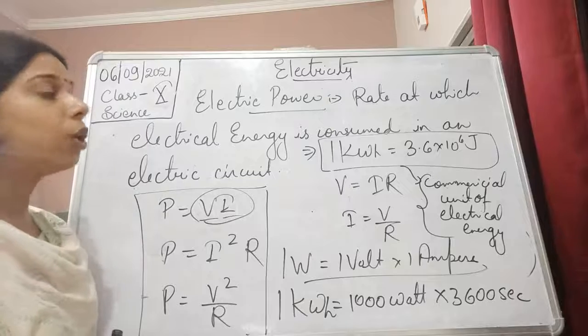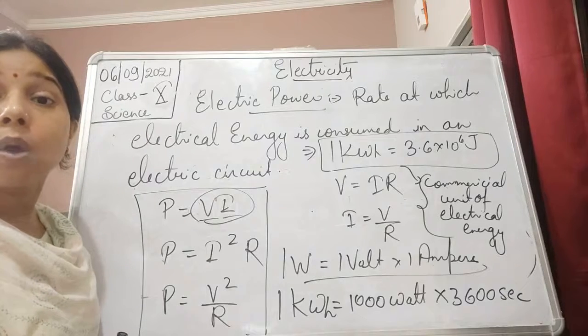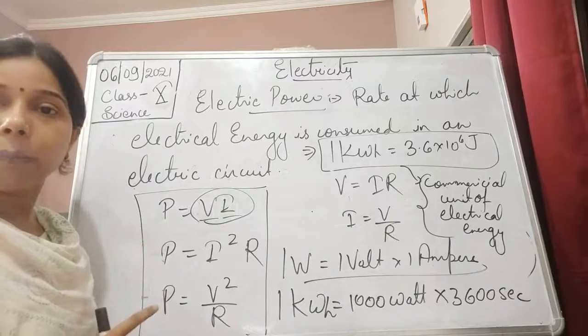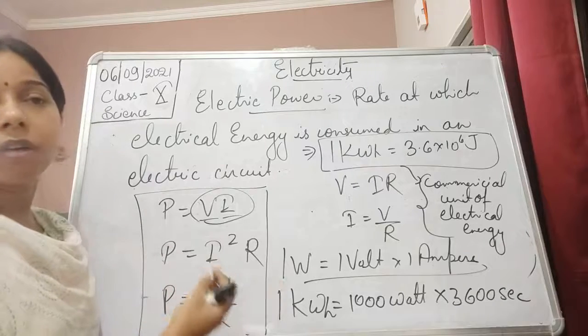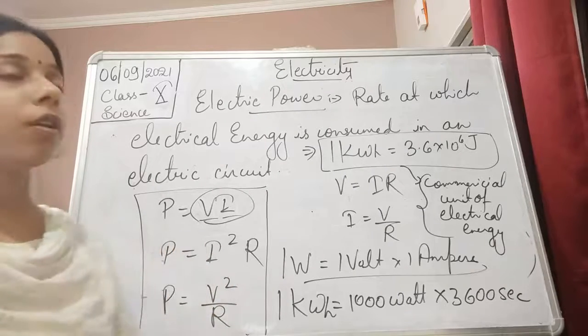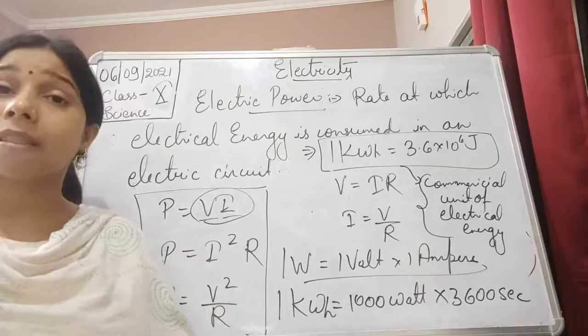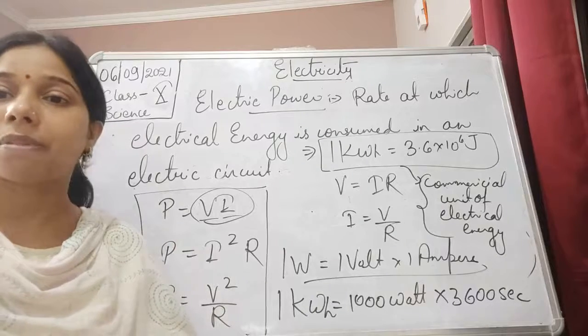Now 1 kilowatt hour is also called 1 unit, because your electricity bill always comes in units, and 1 unit represents 1 kilowatt hour.